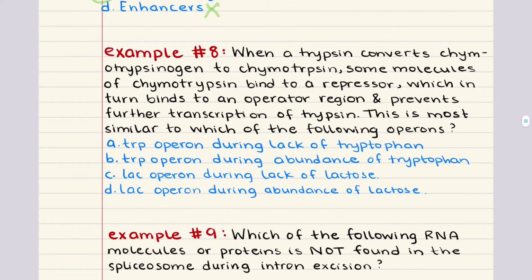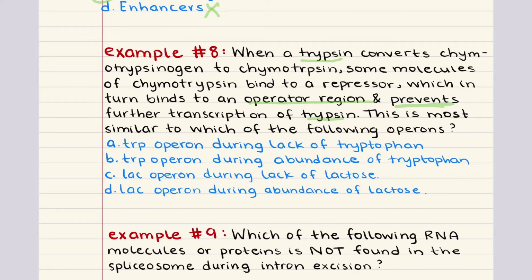Problem 8 says, when a trypsin converts a chymotrypsinogen to chymotrypsin, some molecules of chymotrypsin bind to a repressor, which in turn binds to an operator region and prevents further transcription of trypsin. This is most similar to which of the following operons? A says the trp operon during lack of tryptophan. B says the trp operon during abundance of tryptophan. C says the lac operon during lack of lactose. And D says the lac operon during abundance of lactose.